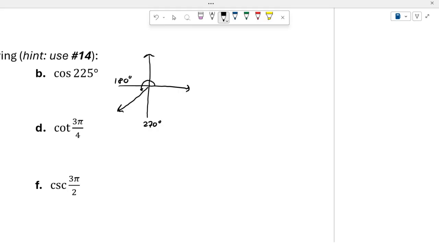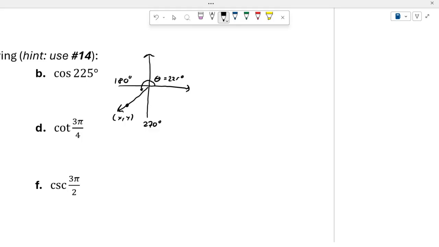So that angle right there, that's theta. That's 225, right? So on the unit circle, I've got some xy coordinates here, some xy pair.